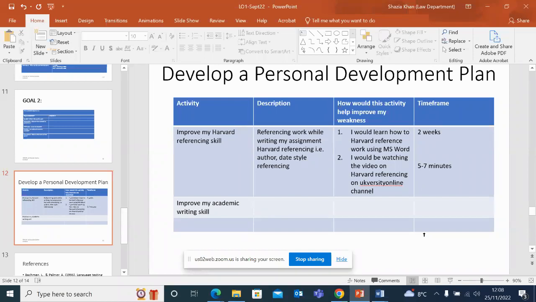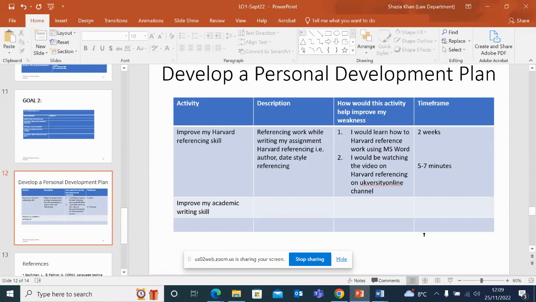I would be watching the video on Harvard referencing on the UK Varsity online channel. The time frame for learning how to Harvard reference using Microsoft Word would be about 2 weeks, and the video is about 5 to 7 minutes. And this would overall improve my academic writing skills.